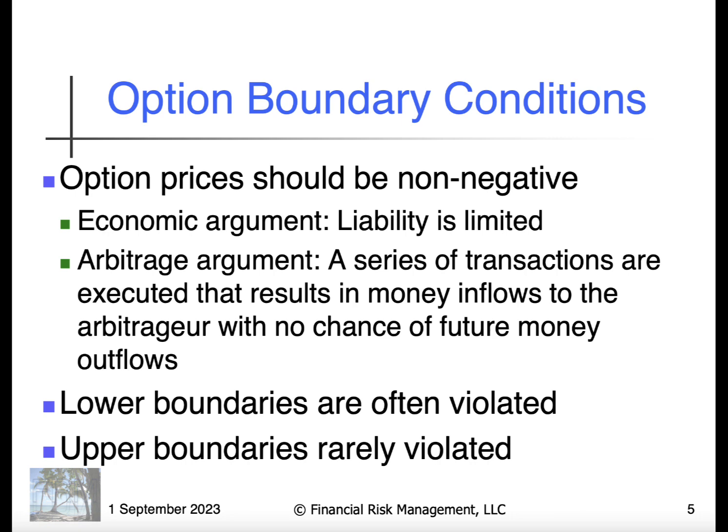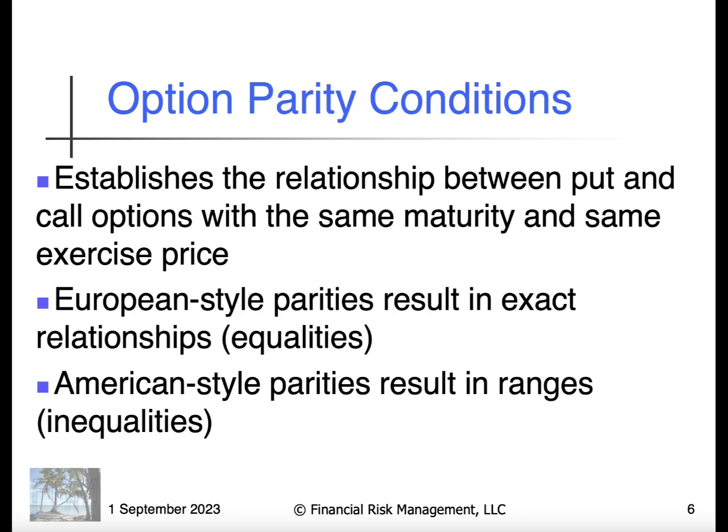Lower boundaries are often violated. Upper boundaries are rarely violated. When we get to the technical aspects, we'll document these upper boundaries, but it's just mainly for completeness. Parity conditions: if we have a European style option, we can establish an exact relationship between four markets: the call market, the put market, the underlying instrument, which we'll assume is a stock throughout this discussion, as well as what I call financing. I might need to borrow or lend, and so generally there's a financing facility of some sort set up with the arbitrageur.